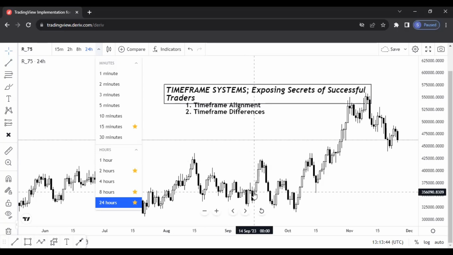Guys, don't worry, we are still going to talk about the differences between all of these time frames. So you have to just stay tuned to the end so that you can get all of these things.